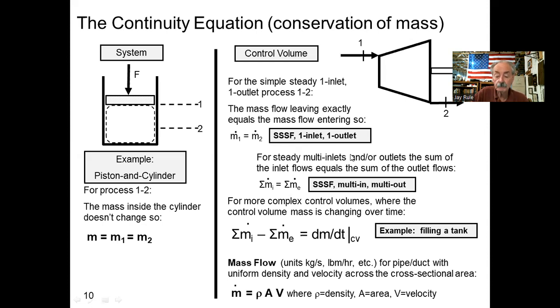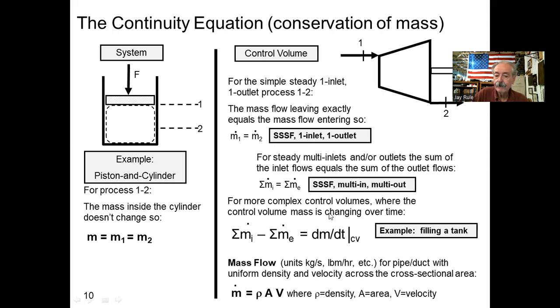For a control volume, it's a little more complex. By far and away, most of your problems in thermodynamics class are going to be steady state, steady flow. I've shown a generic control volume. This is a schematic of a turbine process. For steady state, steady flow, the mass inflow exactly equals the mass outflow. For multiple inlets and multiple outlets, the sum of the mass flows in equals the sum of the mass flows out.